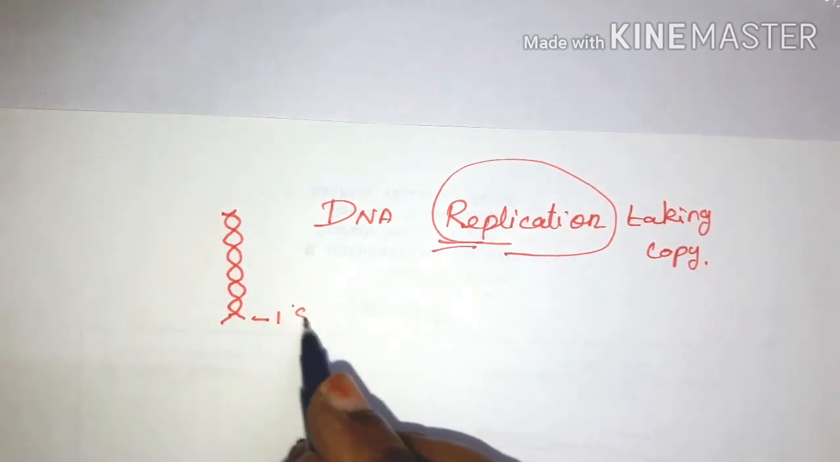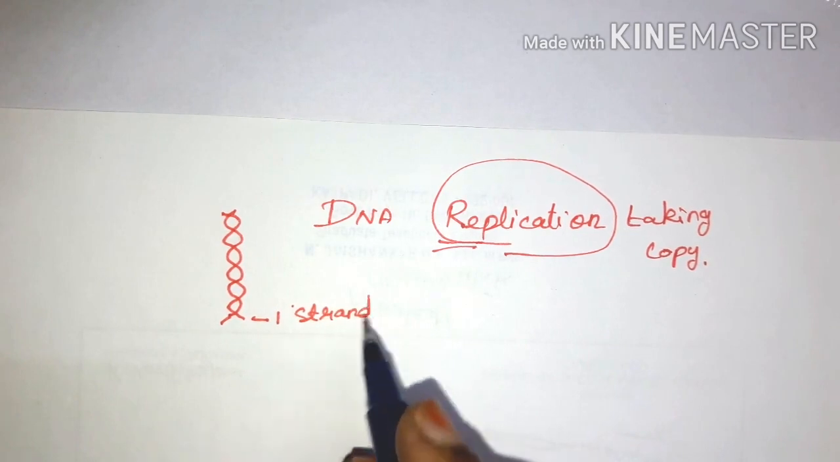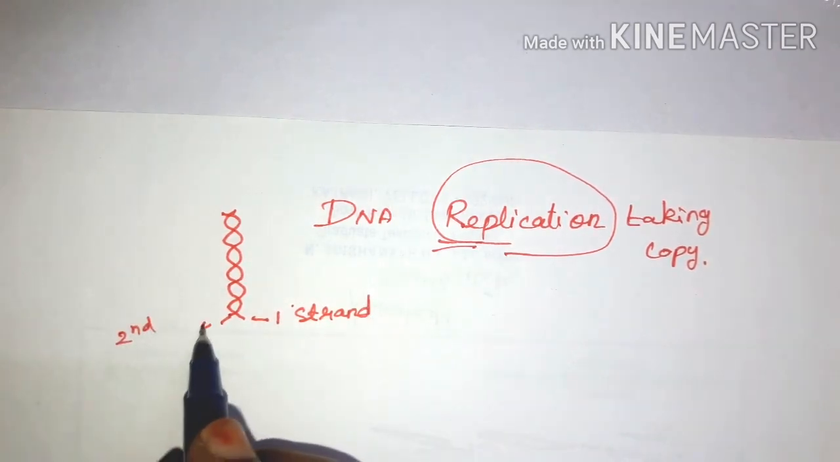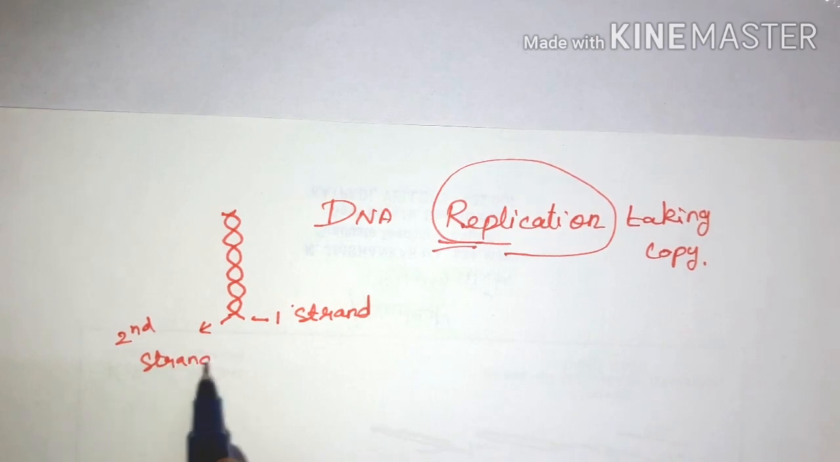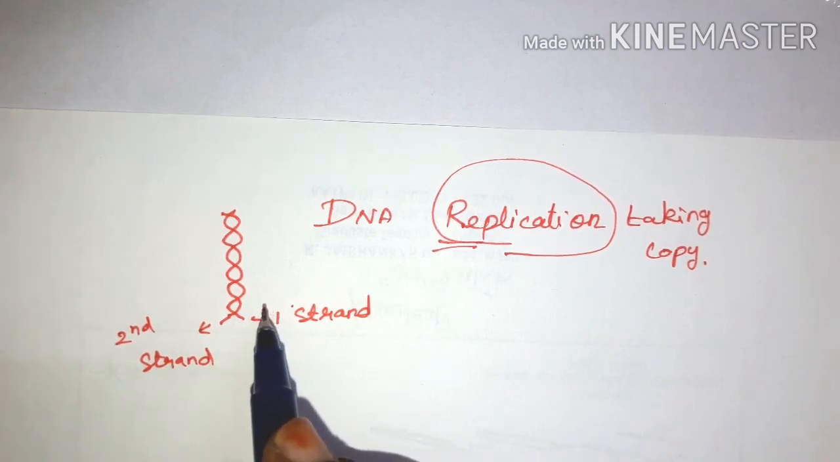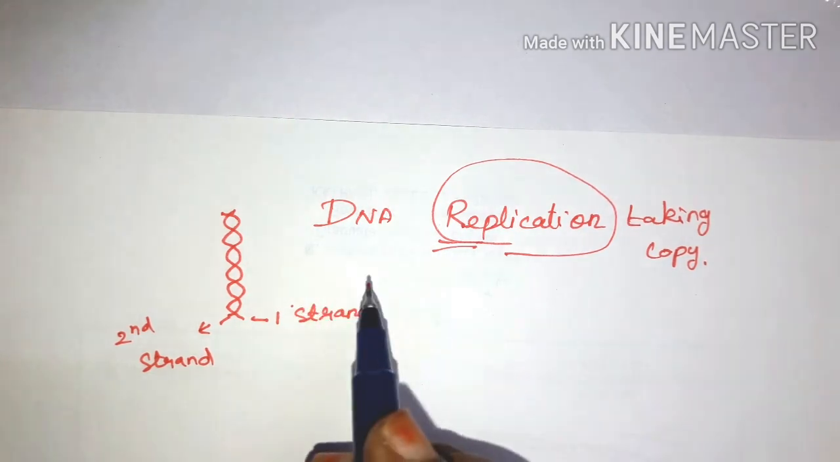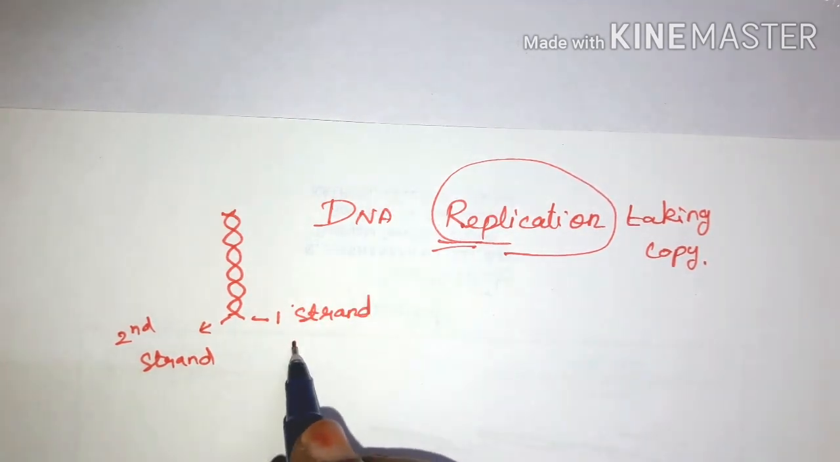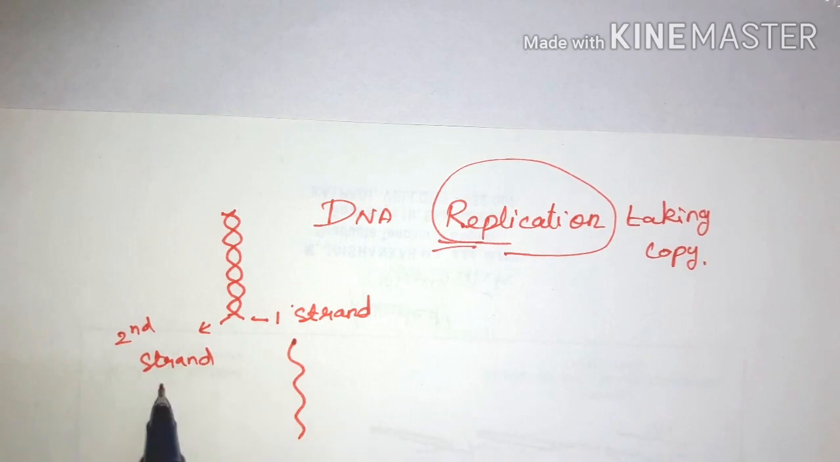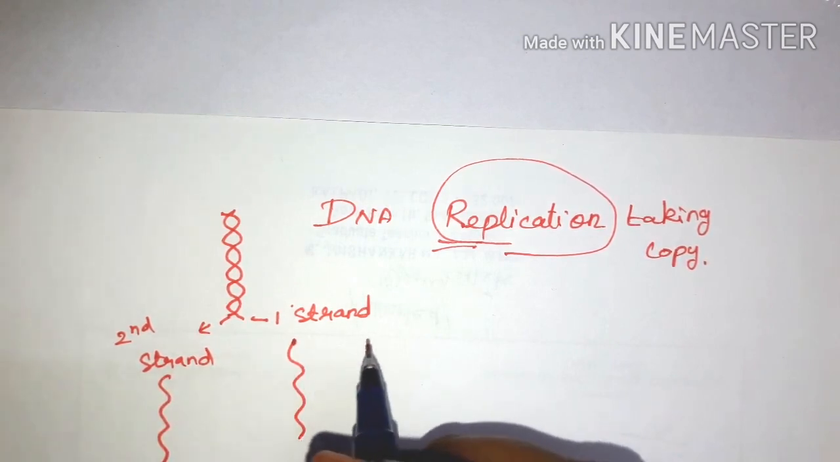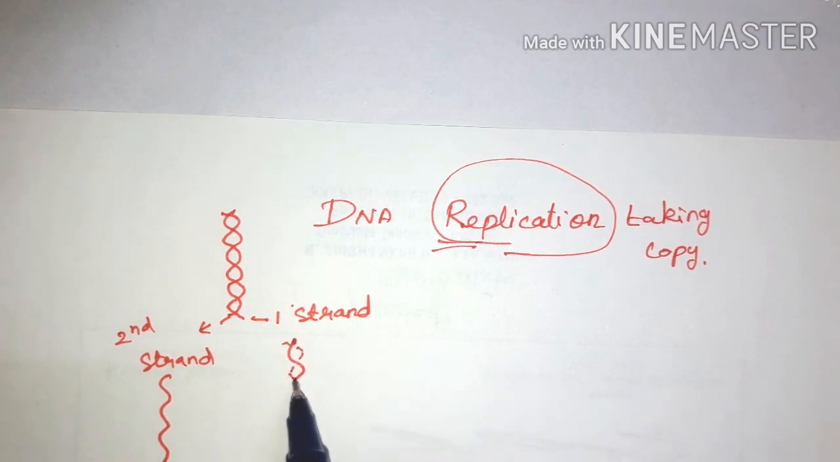This is one strand and this is the second strand. So each strand gives rise to two strands. This single one is being released out and each one gives rise to another strand. So that is called replication. So it has the capacity to replicate itself, giving rise to two DNA strands.